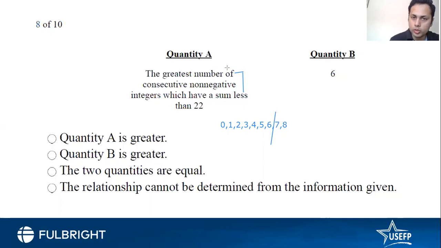If the question was the greatest number of consecutive positive integers, then 0 would not have been there. 0 is the only integer which is neither positive nor negative. So in that case, the answer for quantity A would have been 6, and the correct option would have been C.